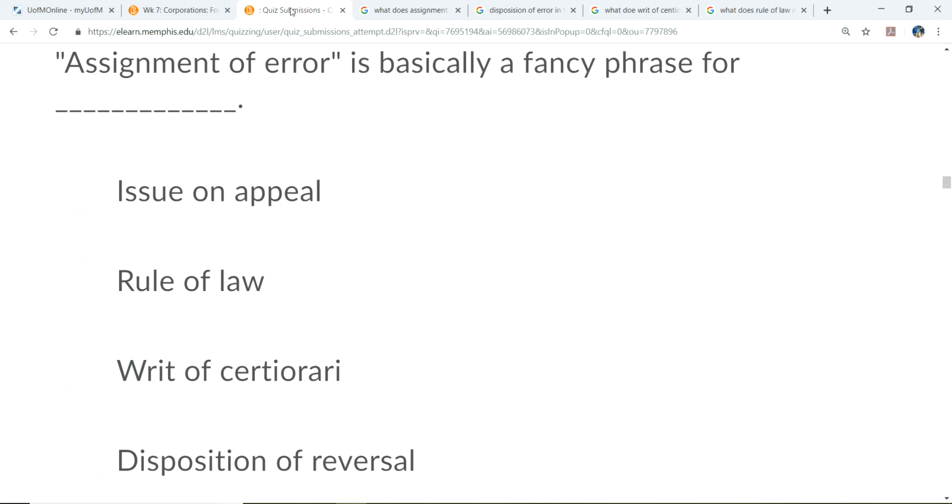So I hope I covered all the issues here in a little bit of depth.